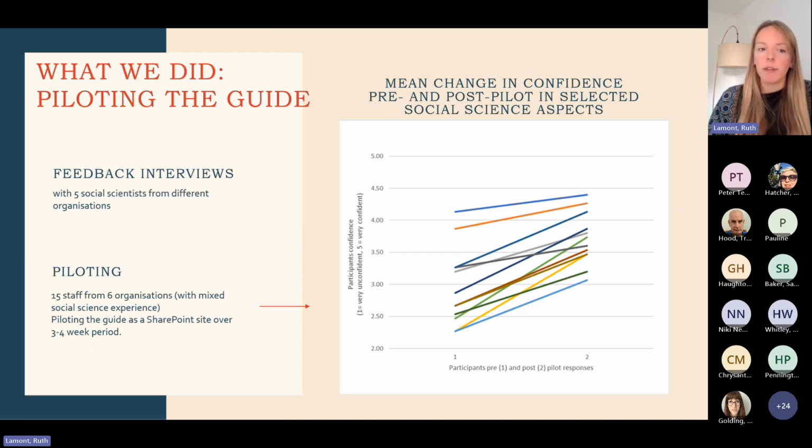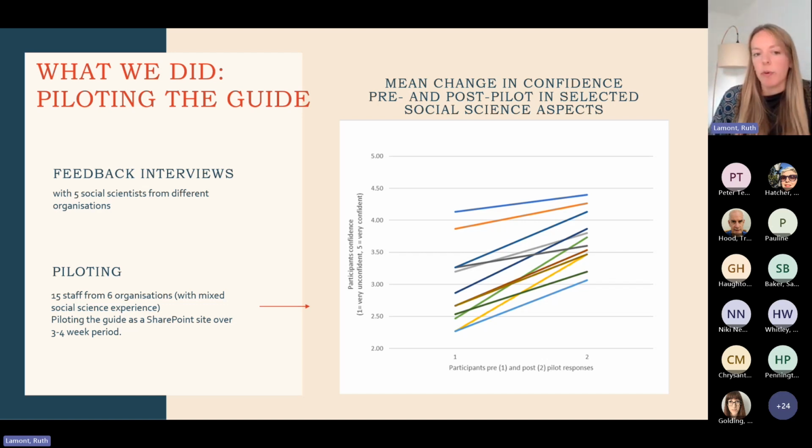We did a quick pilot. Well, it wasn't too quick, actually. Five social scientists from various organisations gave feedback, and then the actual piloting involved 15 staff from six organisations. They were given an introductory session where they were introduced to this SharePoint site with the resources on. They then had three to four weeks to use it as they wished, and then a final session to provide feedback. There was also a survey at the beginning and end.